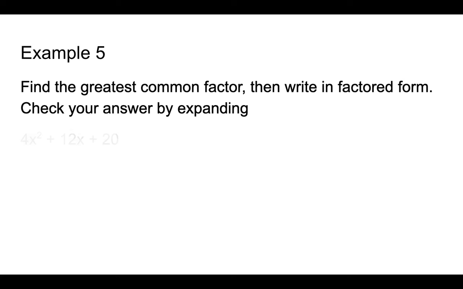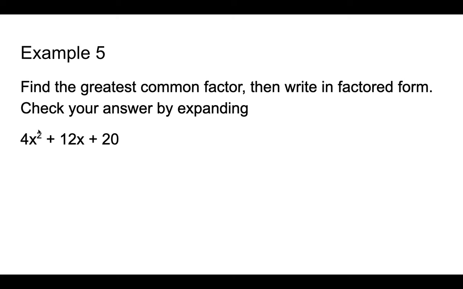So example 5, we're going to just do a little longer example. So now we have 3 terms in one equation, not just 2. So we're going to find the greatest common factor first, and then we're going to check by expanding. So what's the biggest number that can go into 4, 12, and 20? Well, I know 4 can go into 4, and that's the biggest number that can go into 4. And 4 can go into 12 as well as 20. So the number must be 4.